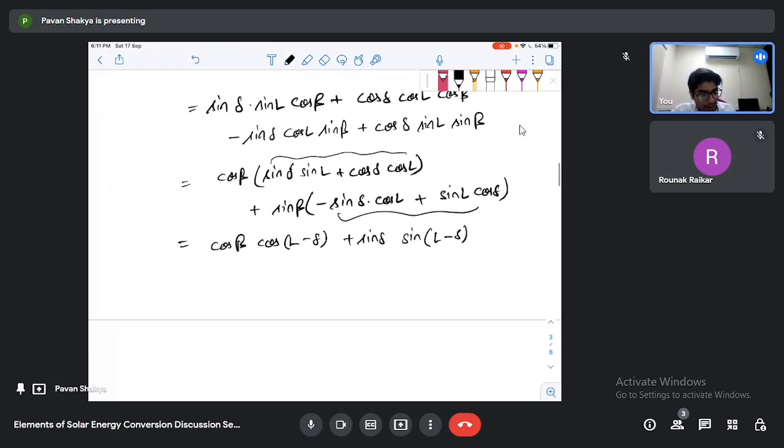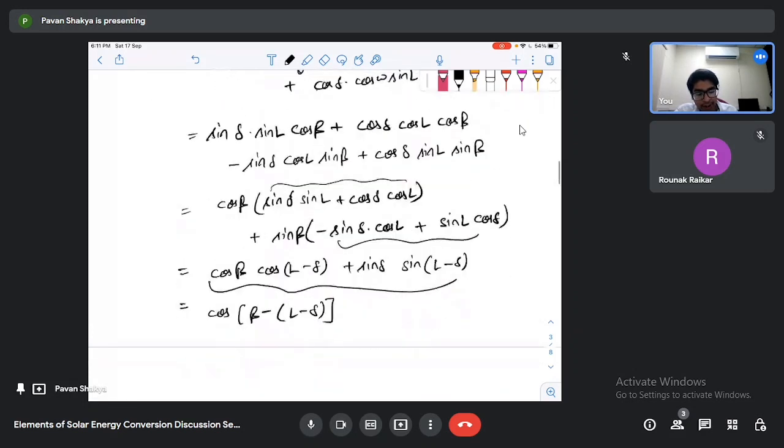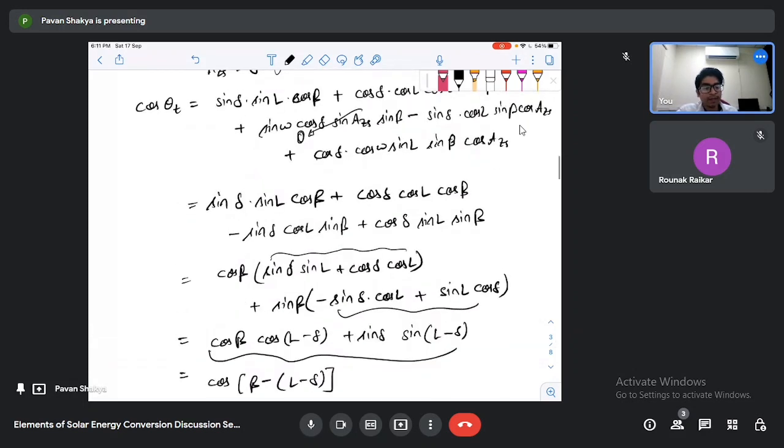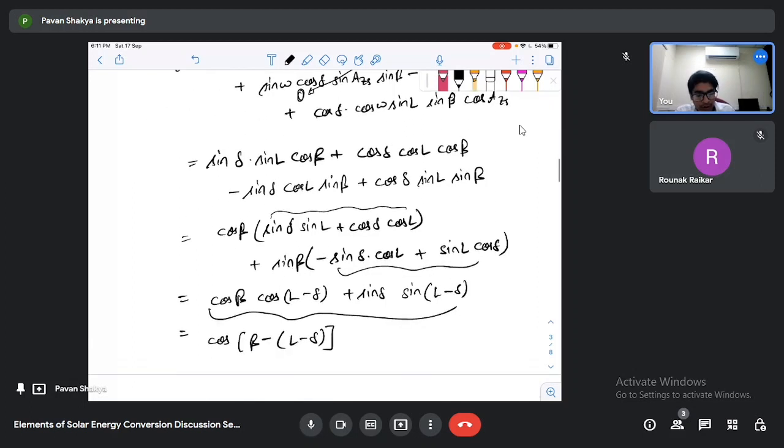Next, we can combine these two terms and it will come out as cos of beta minus L minus delta, and on the left hand side we have cos theta. What I have stated is that at solar noon this angle of incidence should be 0, so it will be the cos of 0.